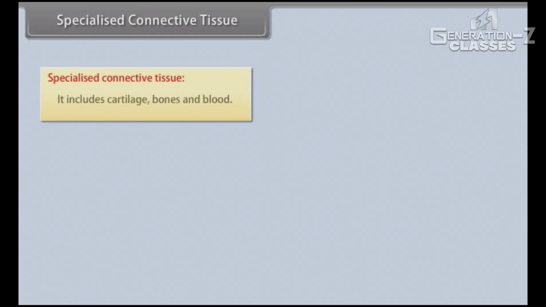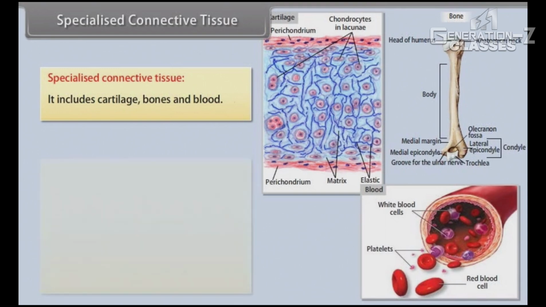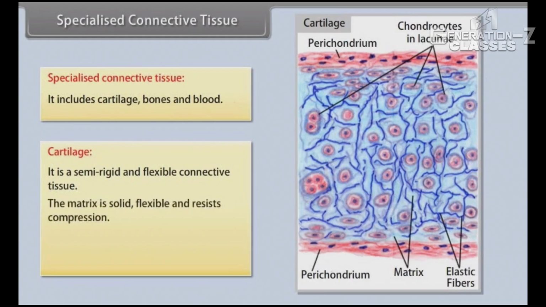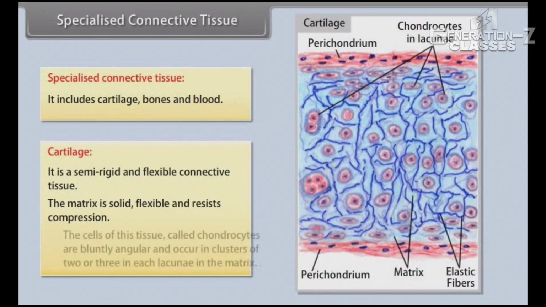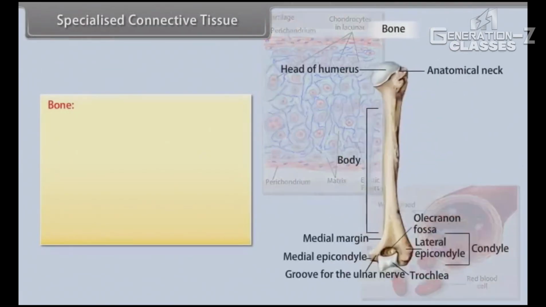Specialized connective tissue. It includes cartilage, bones, and blood. Cartilage is a semi-rigid and flexible connective tissue. The matrix is solid, flexible, and resists compression. The cells of this tissue, called chondrocytes, are bluntly angular and occur in clusters of 2 or 3 in each lacunae in the matrix.